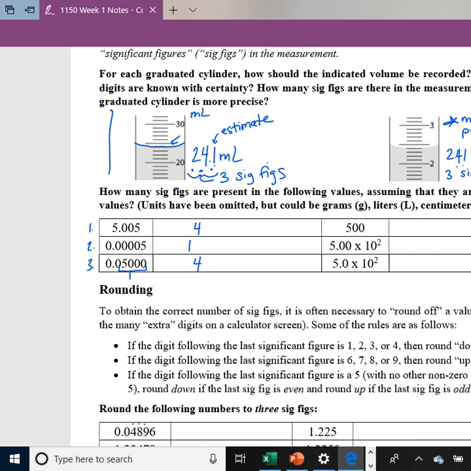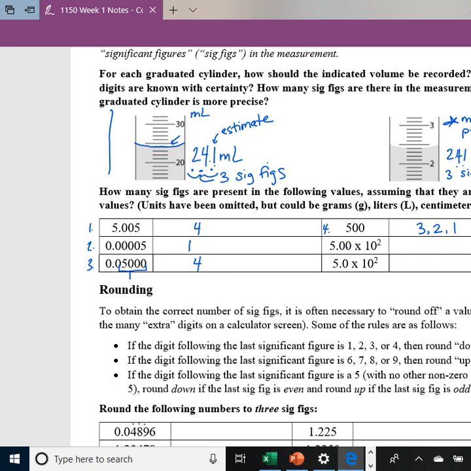For number 4, 500. This is probably one of the most frustrating ways to write data because it's the most ambiguous. This can actually be 3, 2, or 1 significant figure. Just by looking at that number, if it was written just like that, we really don't know how precise that number was.